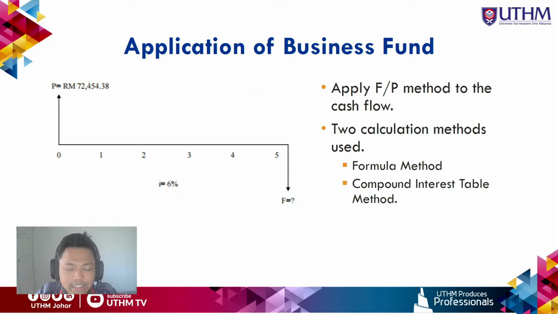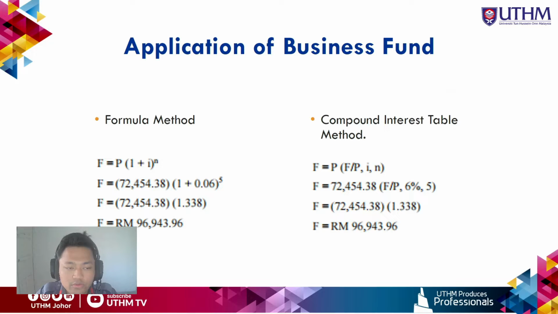On the left is the cash flow for this project. The application of the F over P method will be applied to the cash flow in order to find the value of F. There are two calculation methods used: the formula method and the compound interest table method. For the formula method, the most important thing is to change I from 6% to 0.06. From there, we get 96,943 ringgit and 96 cents for the value of F using the formula method.